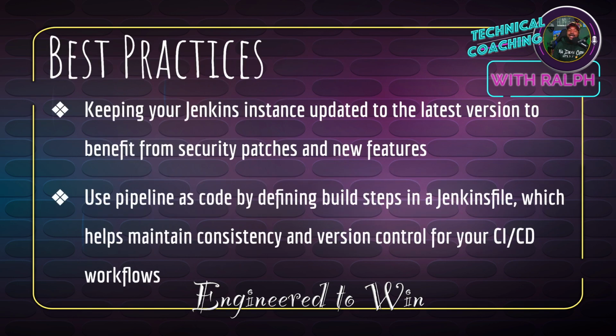So what are some best practices for using Jenkins? Keep your Jenkins instance up to date with the latest version to benefit from security patches and new features. Super important, because there are people who are going to try to get into your machine, right? Also, it's very important to use pipeline as code by defining build steps in a Jenkinsfile, which helps maintain consistency and version control for your CI/CD workflow.